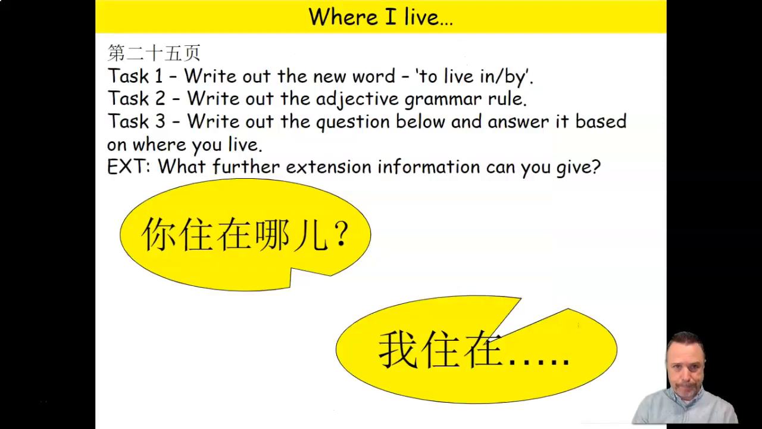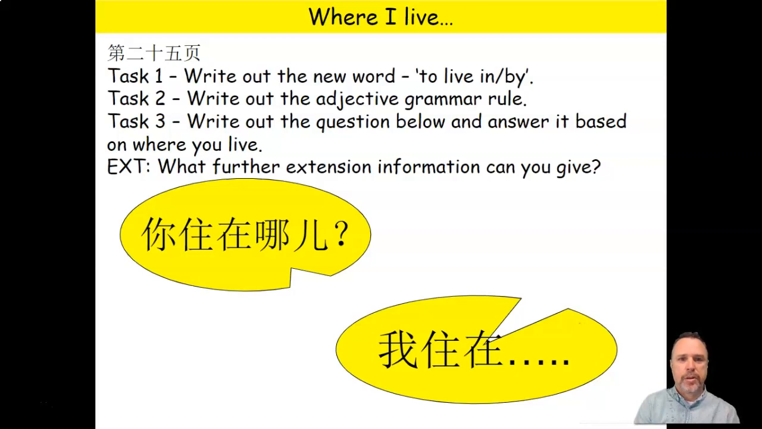Now what I want you to do, you need to write out the new word live in or live by, and that's 住在. It's on this slide actually, if you'd like to copy it out. What you also have to do is write out the adjective grammar rule. Remember, that's where if you've got an adjective that is 2 characters or more long that modifies a noun, you need to use the character 的. You can either go back to the spot in this video where I talk about it, or you can use the slides in the Google Classroom to find it and write that out.